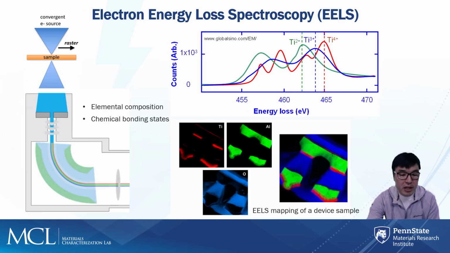Then let's talk about the EELS. Same as EDS, EELS can do elemental mapping, but more importantly, EELS can get chemical bonding information from the sample. Here are the core loss EELS edges from titanium. We can see with different valence states, 2+, 3+, and 4+, the titanium edges have different energy levels, and they have totally different shapes.